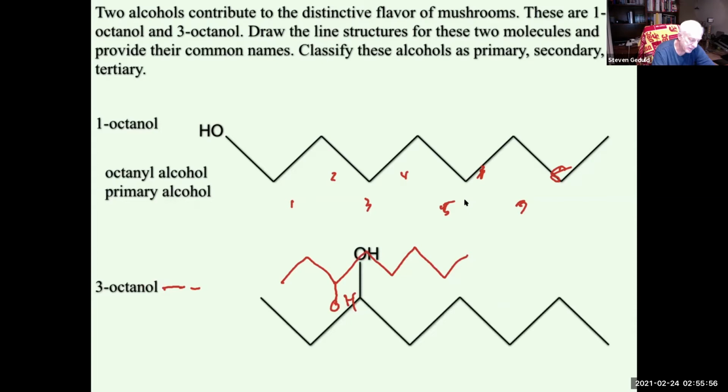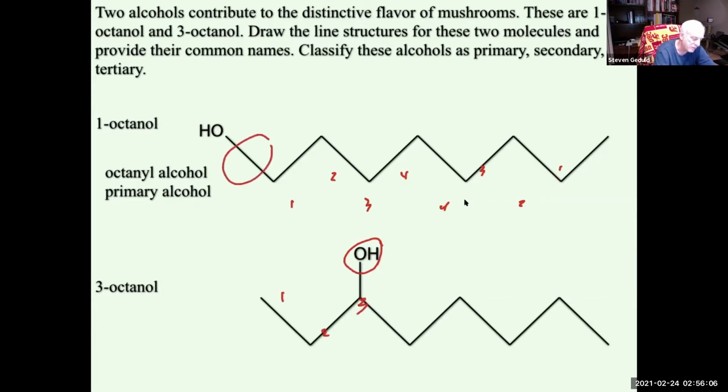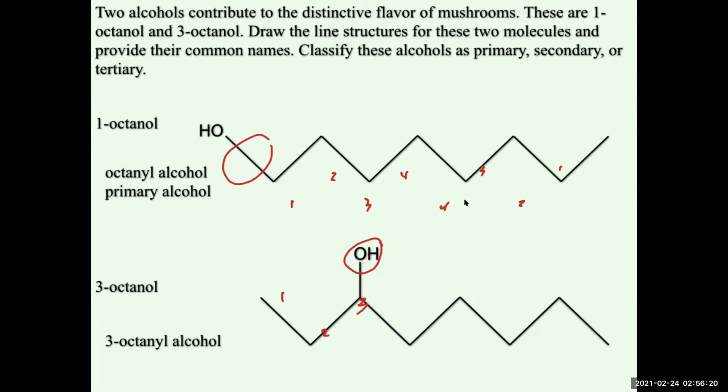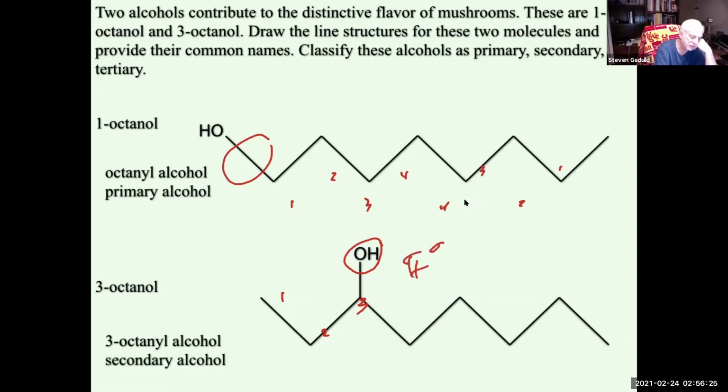So get rid of some of these lines here I put in there. Okay, so here's your OH group and it is at the number 3 position. This was your OH group at the number 1 position. Okay. And this is 3-octanol alcohol. And what is it? A primary, secondary, or tertiary alcohol? Secondary. That's a secondary alcohol. There's 2 carbons attached to the carboxyl carbon.